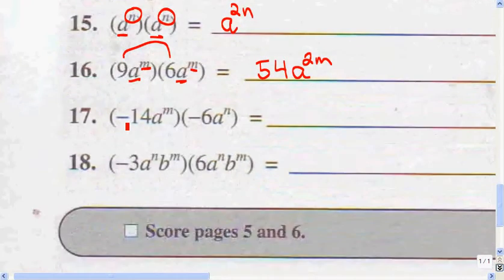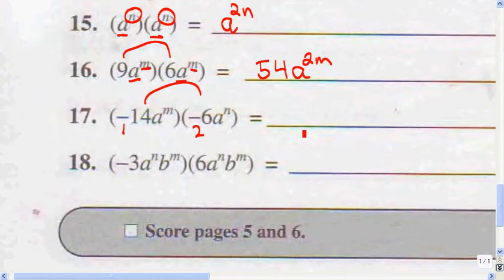Same thing again. You look at the sign. 1, 2. There's 2 negatives, so it's an even number of negatives, so you know your answer is positive. Then you look at the numbers. 14 times 6. Well, 6 times 4 is 24, so I'm going to write a 4 and carry the 2. 6 times 1 is 6, plus 2 is 8. So we got 84. And then we look at the variables.